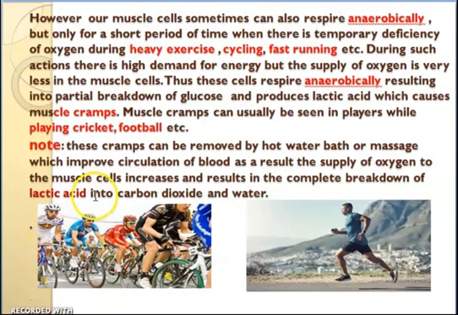Not only this, however, our muscle cells sometimes can also respire anaerobically, but only for a short period of time, when there is temporary deficiency of oxygen during heavy exercise or cycling, fast running or any other heavy work. During such actions, there is high demand for energy, but the supply of oxygen is very less in the muscle cells.